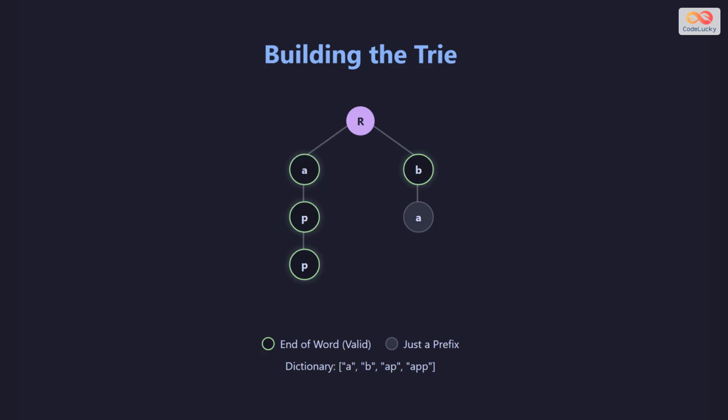First, we insert all our dictionary words into the trie. Notice how app and apple share the same path. We mark the nodes ending app and apple as valid endpoints. Nodes like b might be valid, but if ba isn't in the list, its node won't be marked as an end, stopping any path going through it.